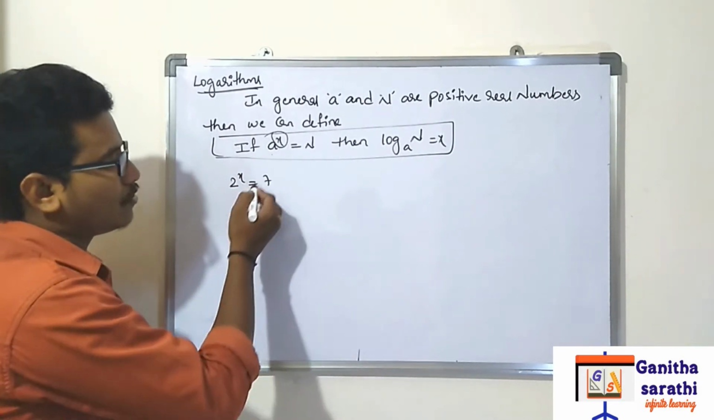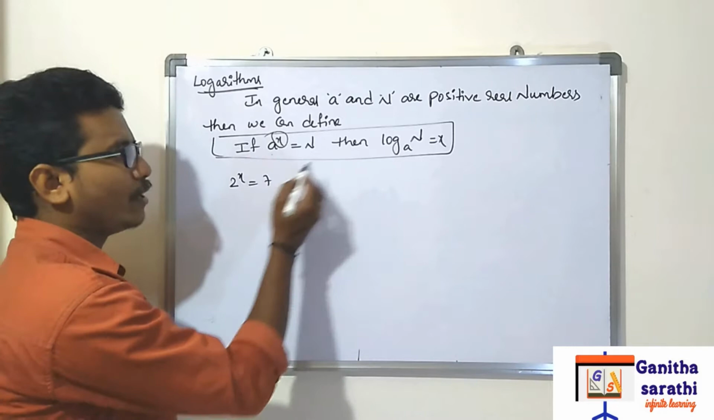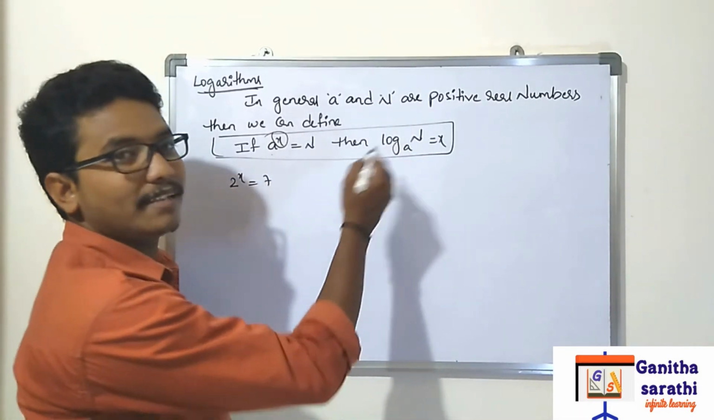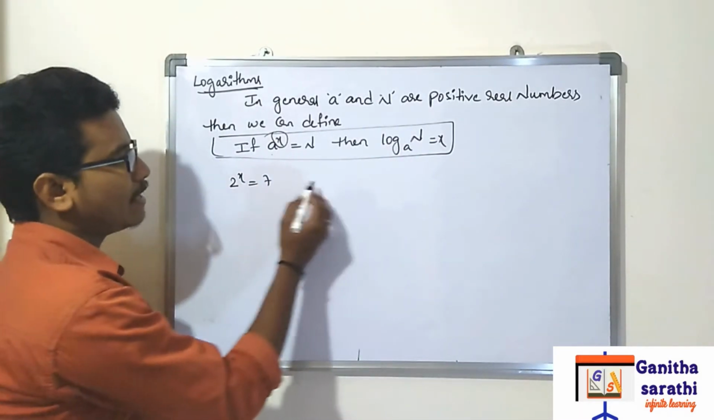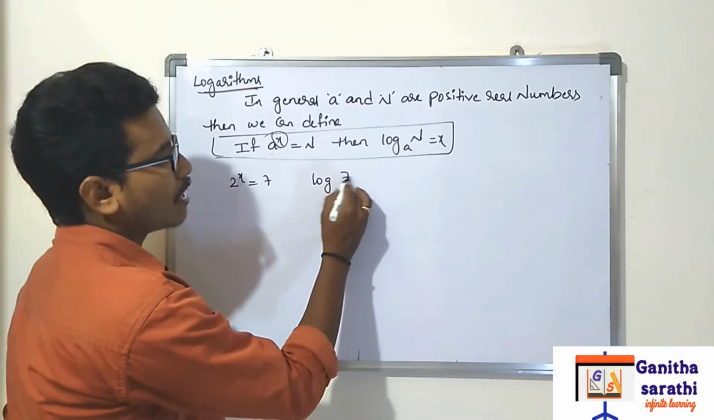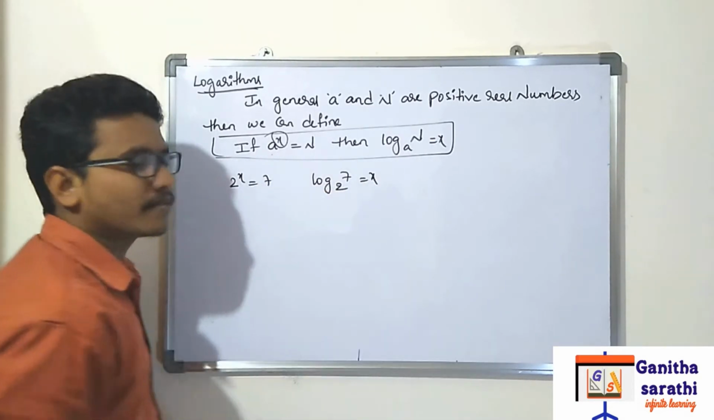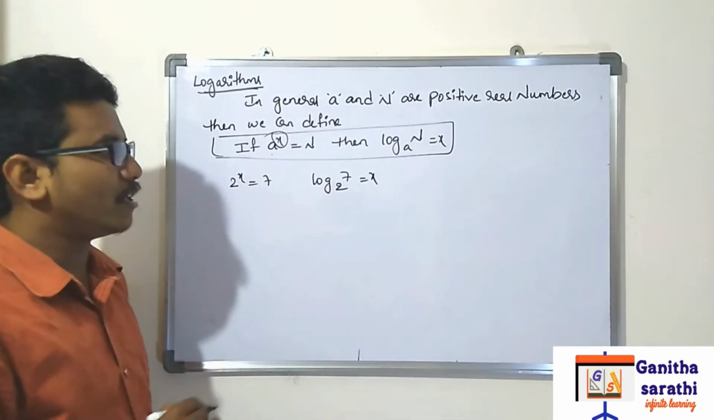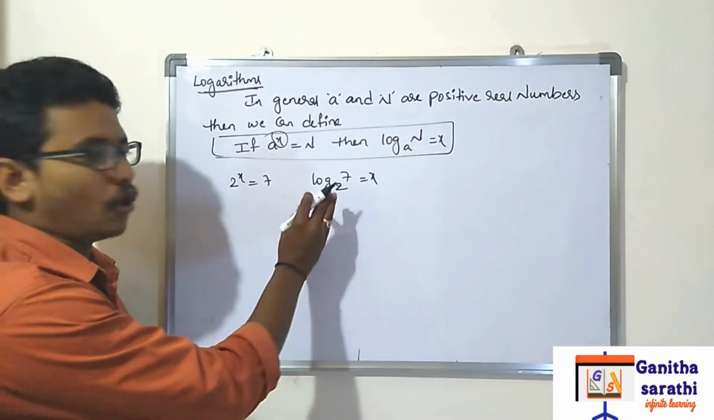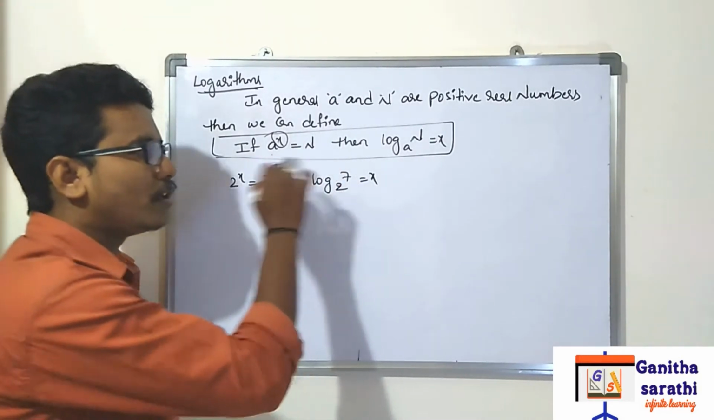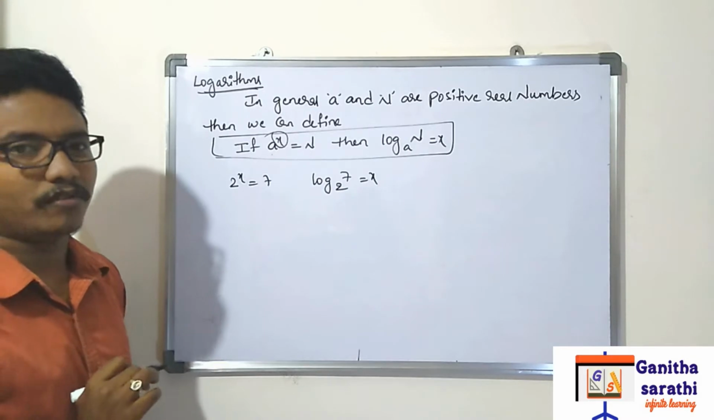So see these two. Can you compare these two? Yes. If a power x is equal to n, then log n to the base a is equal to x. Log n to the base a means log 7 base 2 is equal to x. Understood? Log 7 base 2 means the x value is log 7 base 2.